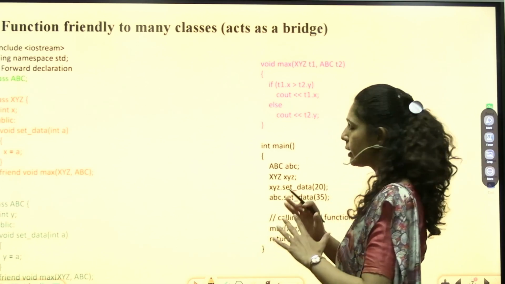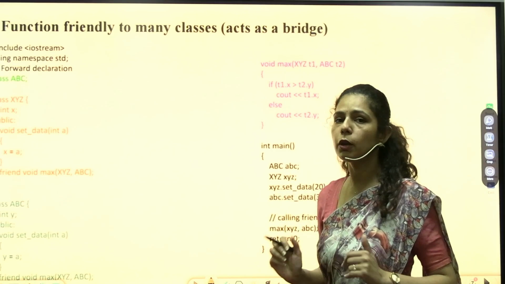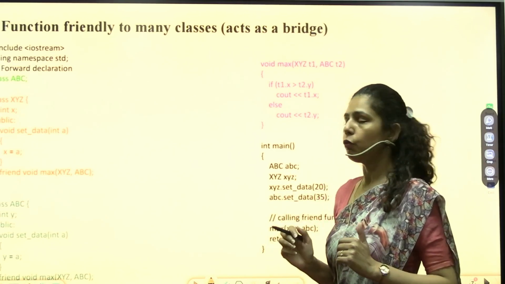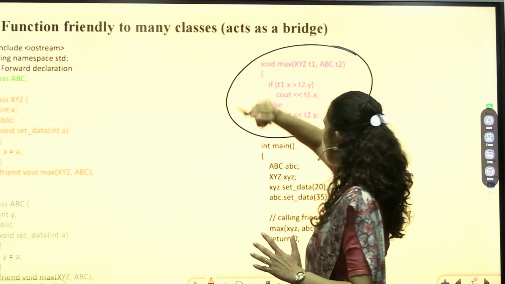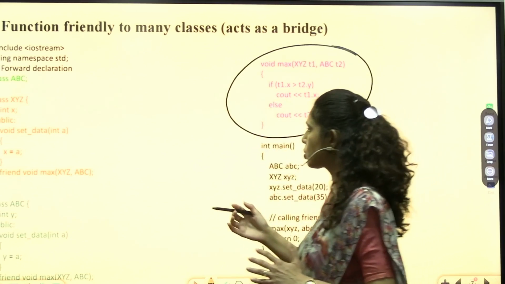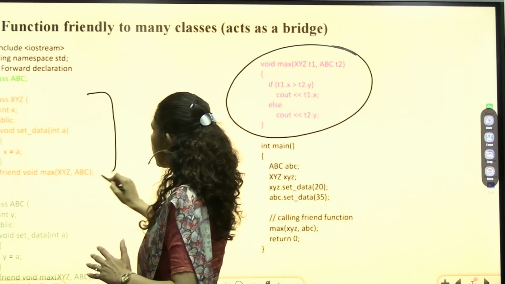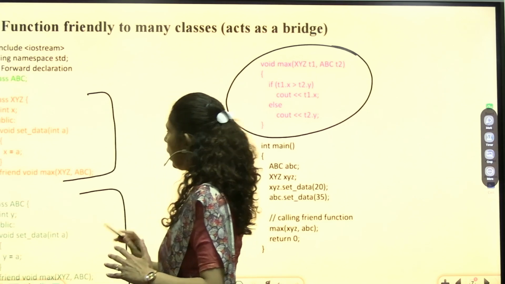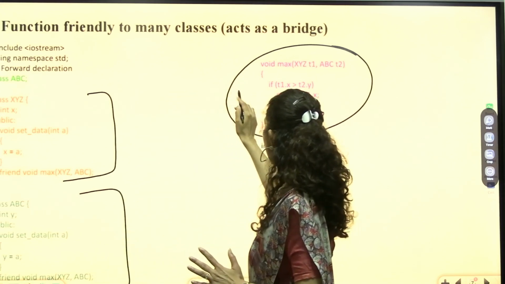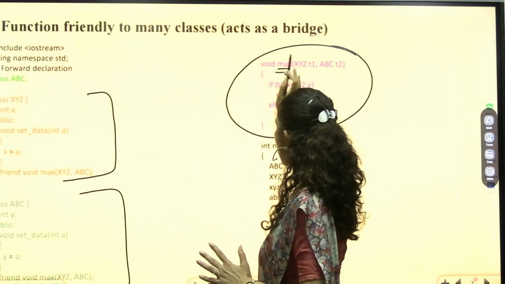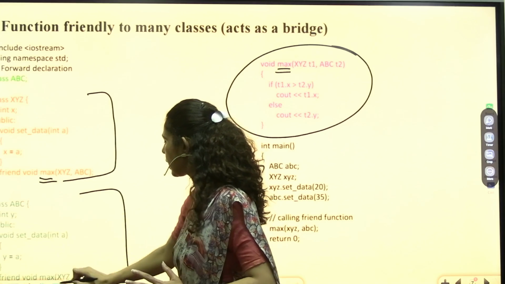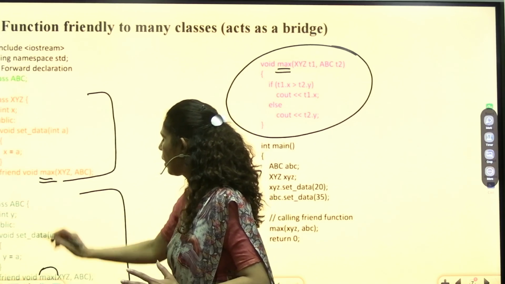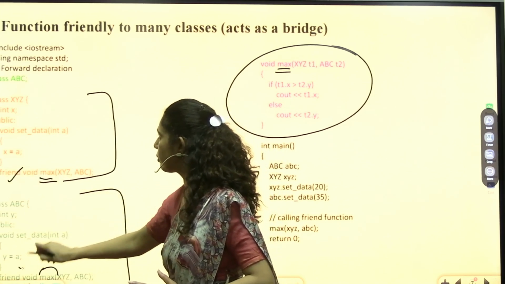So there is an individual function. It does not belong to any class, but we can use that particular friend function in order to form a bridge between two classes. Here we have two classes, XYZ and ABC, and this particular friend function max is a friend function of class XYZ and also of class ABC. You can see here that it is a friend here and it is a friend here.